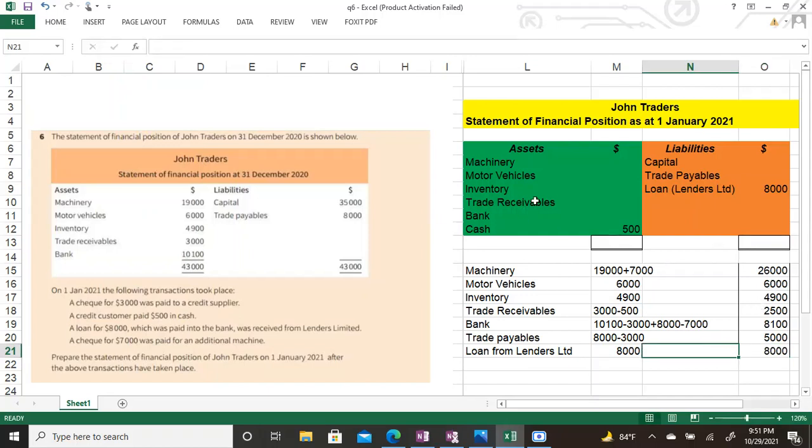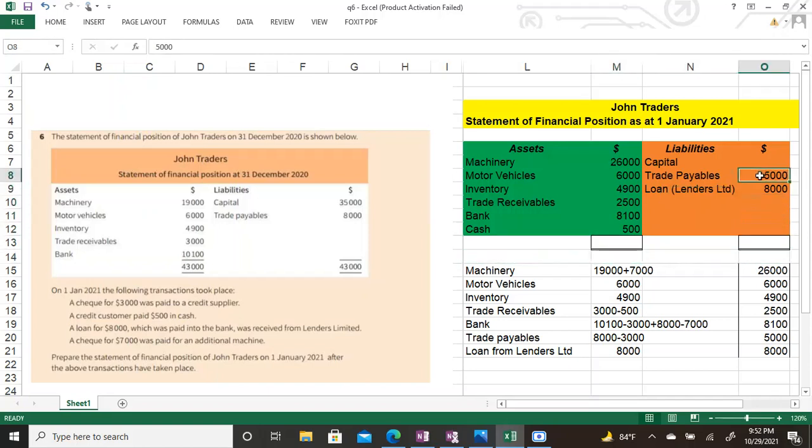Now these values we can write here in the financial position. So our machinery is 26, so I am writing here 26,000. Then motor vehicle is 6,000. Inventory is 4,900. Trade receivables 2,500. Bank is 8,100. Cash I have already recorded. And trade payables 5,000. Loan from Lenders Limited is also written.